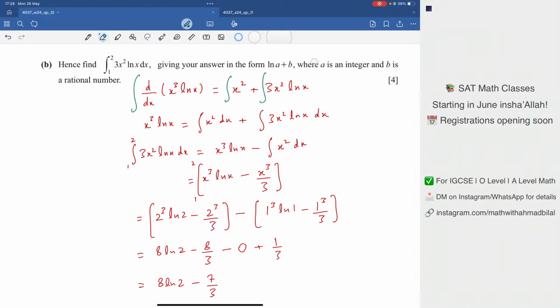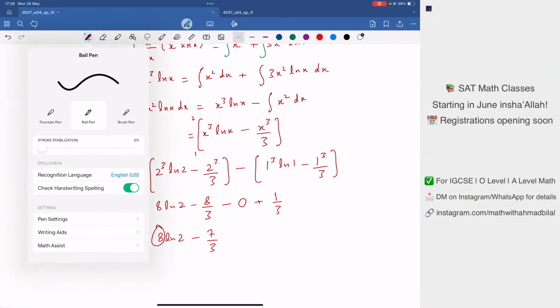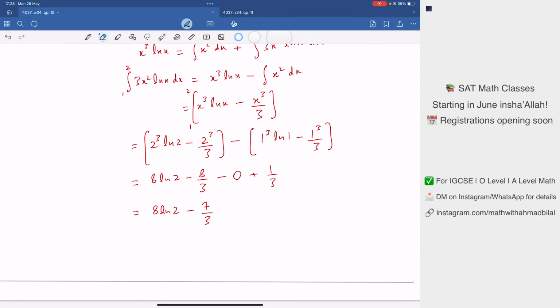Now in the form that they want, they don't have anything multiplying outside, right? They don't have anything outside with ln. So how do we remove the constant that we have outside? This is 8, right? If you want to get rid of this, we can take it to the power using the power law. We could say this becomes ln of 2 raised to power 8.